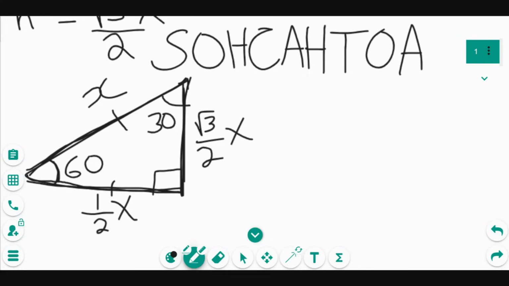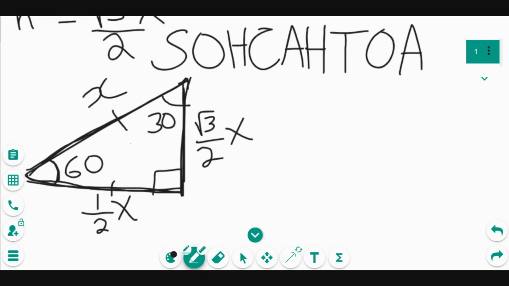Then the opposite side is the side which the angle is facing. This angle 60 is facing this side of root 3 over 2 x. That becomes the opposite. Very good. If you understand that, then you are very well.